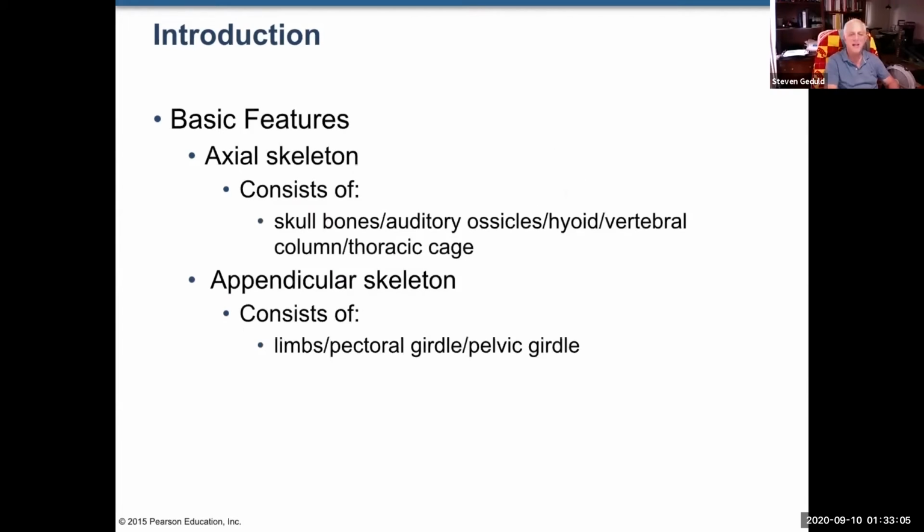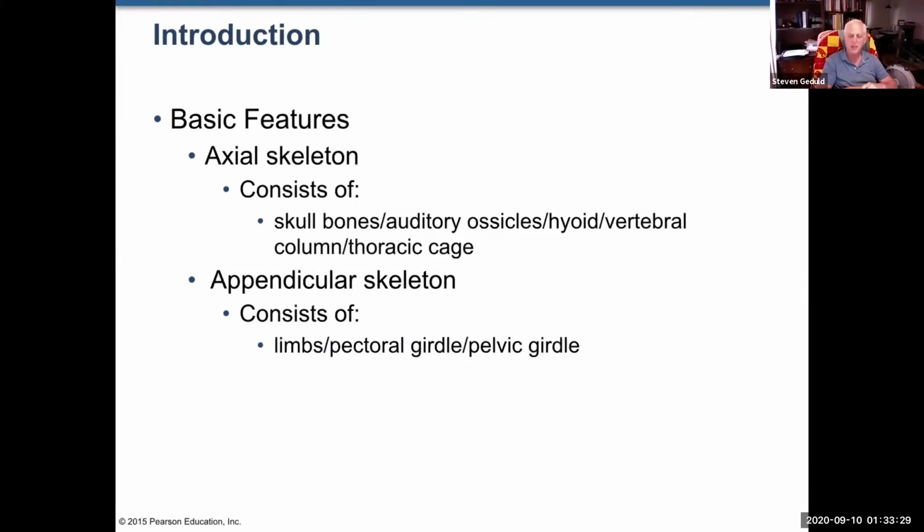The axial skeleton consists of your skull, the auditory ossicles, the little three bones in your ear, the hyoid bone, the vertebral column, and the thoracic cage. So everything in the head and neck area, your thoracics, and your vertebral column. The appendicular skeleton hangs off of it.